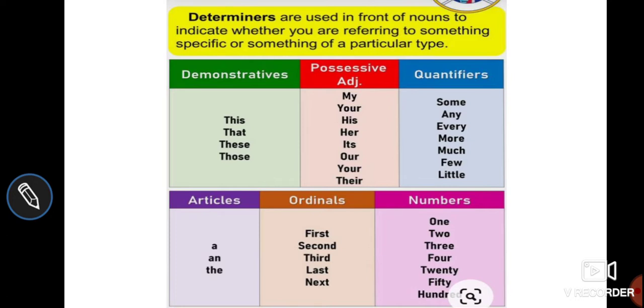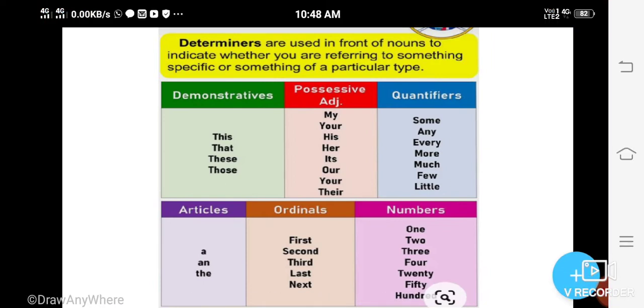What are determiners? Now children, in your lower classes, you already know that a and the are articles. Now from the slide which is in front of you, you can understand that there are so many types of determiners. Demonstrative, possessive, quantifiers, articles, ordinals, numbers, all these are determiners. They are used in front of nouns to indicate whether you are referring to something specific or something of a particular type.